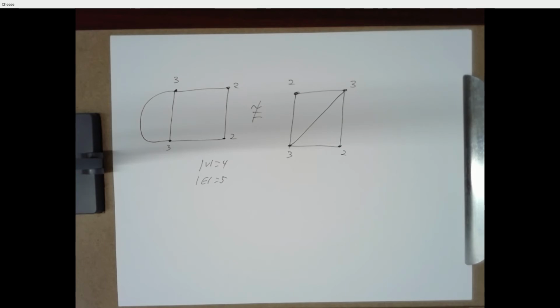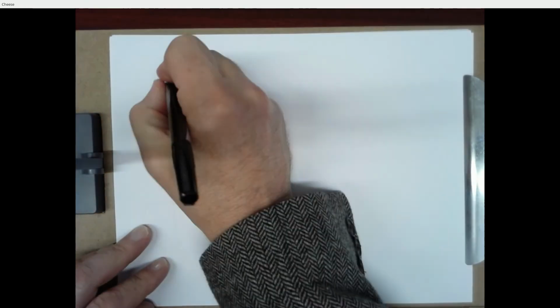But here's what we can do. If we can find a way to map vertices from one graph to another that preserves the adjacency of edges, then we can say the graphs are isomorphic. In other words, if we can rename the vertices in a way that preserves what's adjacent to what, then we can establish an isomorphism.